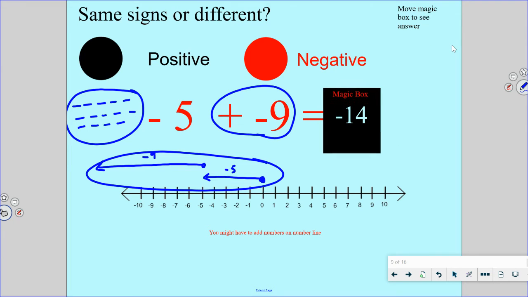And of course, remembering that you're adding debt, or if you're thinking about swimming, -5 goes down, then you're adding another dive. So we are clearly below water here to make -14.